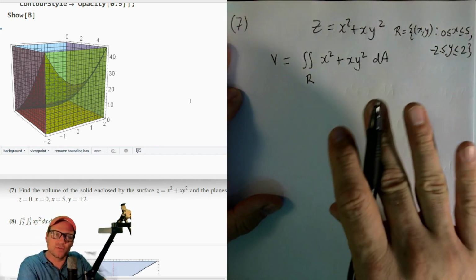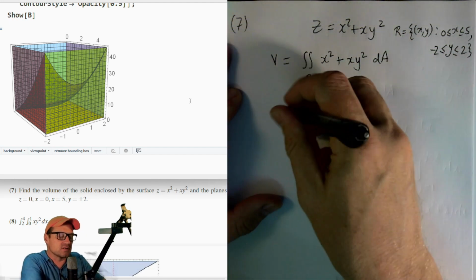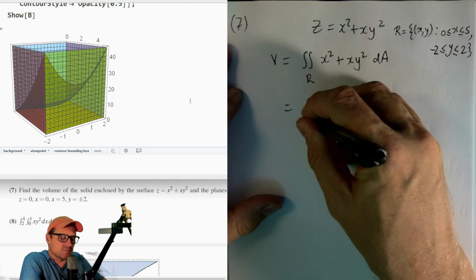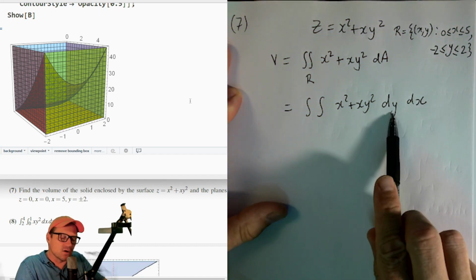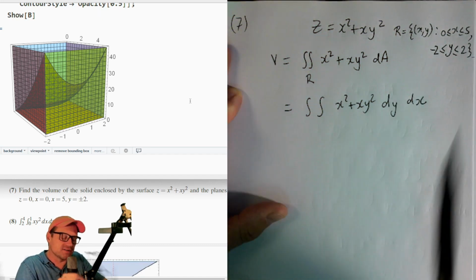So it doesn't matter if we put the dy first or the dx first. We just need to match up the bounds correspondingly. Okay, so let's go ahead and put the y first and then the x. So the y values here go from minus 2 to 2.